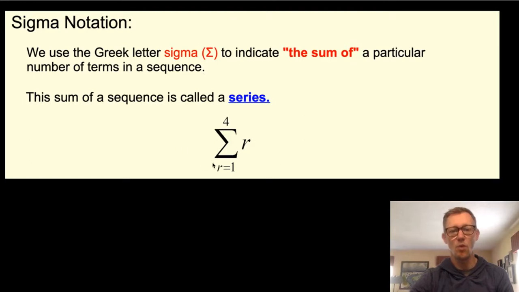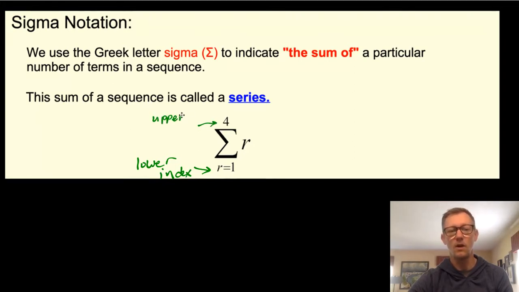The 1 down at the bottom and the 4 up at the top are called indices. Those are indicators of how many terms there are. So call that the lower index, and then that 4 is what's called the upper index. And index is just another word for organizing or counting.